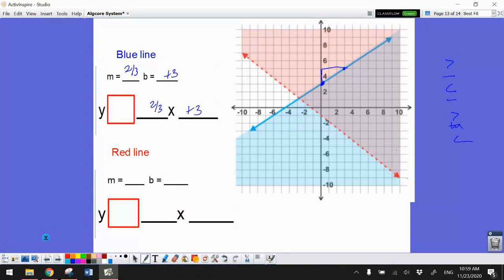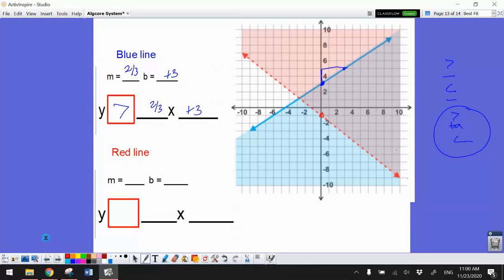Which one is right? What do you think? I'm shading above the line, and it's an open line. So if it's an open line, it has to be one of these two. And I'm shading up, so that means it has to be greater than. I'm shading up.